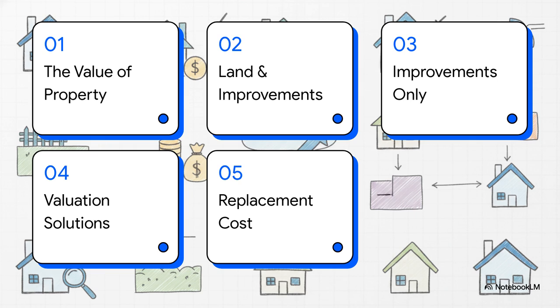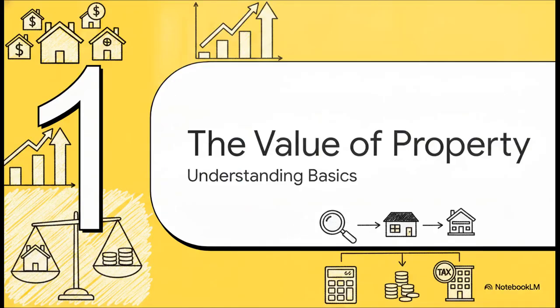So here's our agenda to figure out how they do it. 1. The value of property. 2. Taxing land and improvements. 3. Taxing only the improvements. 4. The valuation solution. And 5. Calculating replacement cost.